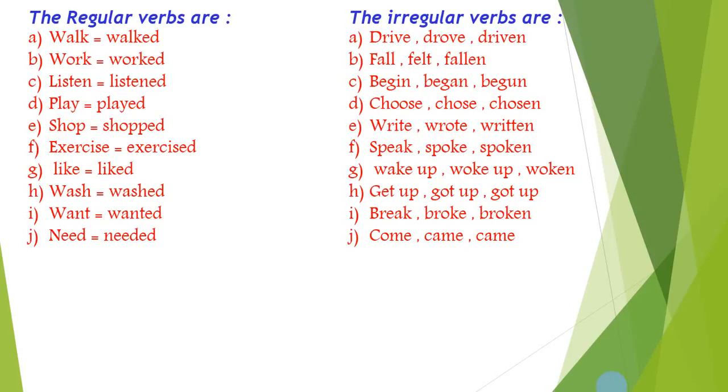Okay, now the examples below: drive, drove, driven. Drove is the form of verb 2, which is past, and driven is the form of verb 3, which is the past participle. Fall, fell, fallen. And you have the C1: begin, began, begun. The D1: choose, chose, chosen. And you have the E1 also: write, wrote, written.